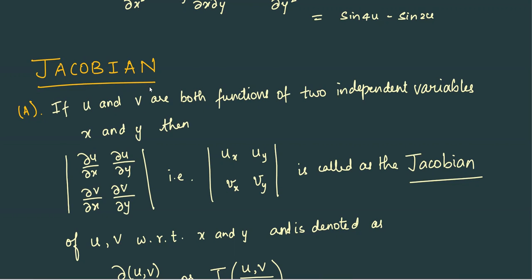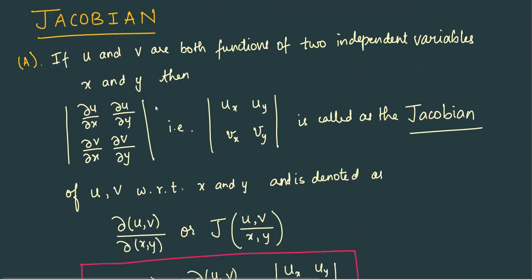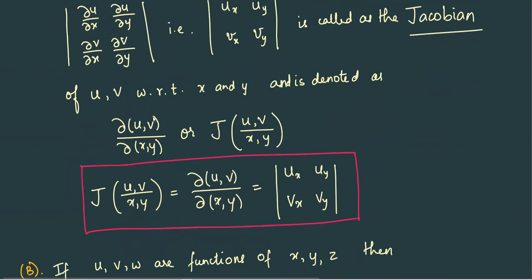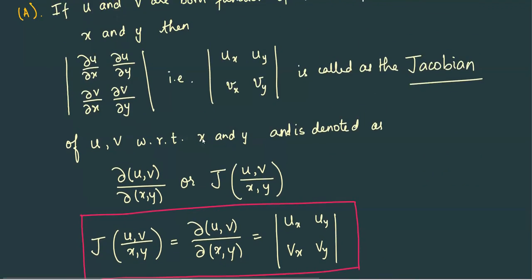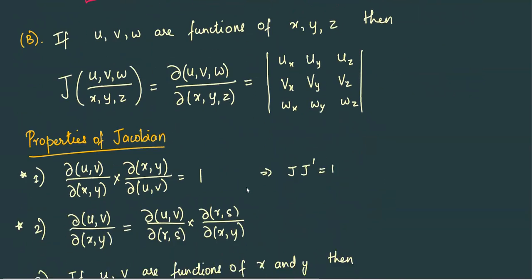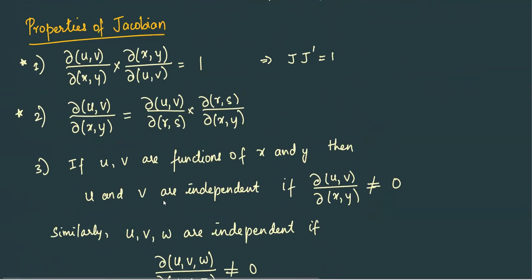And this concept of Jacobian is the same as the derivative concept for functions of several variables. So Jacobian is defined as the determinant: dou u by dou x into dou v by dou y minus dou u by dou y times dou v by dou x. This is the determinant. So we have defined Jacobians, and these are the properties of Jacobians. So I'll end here.